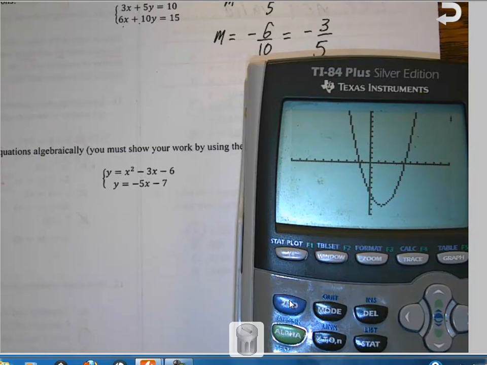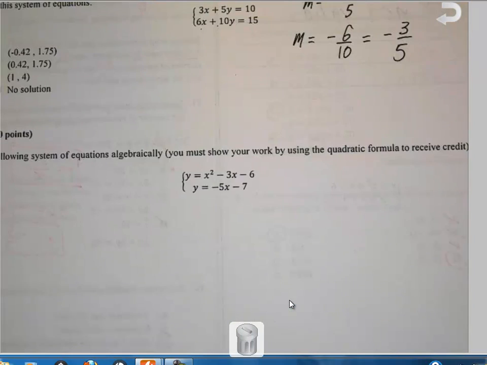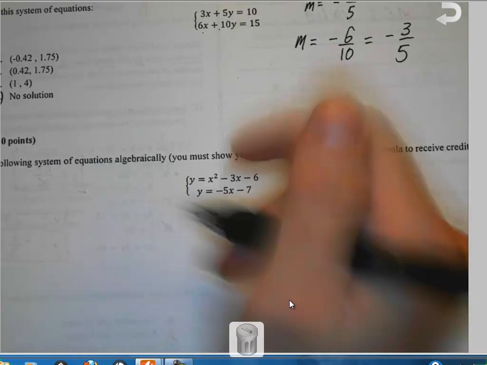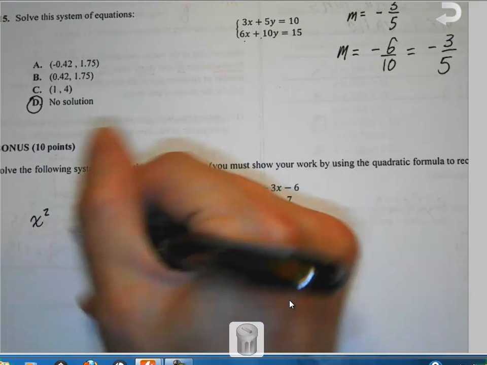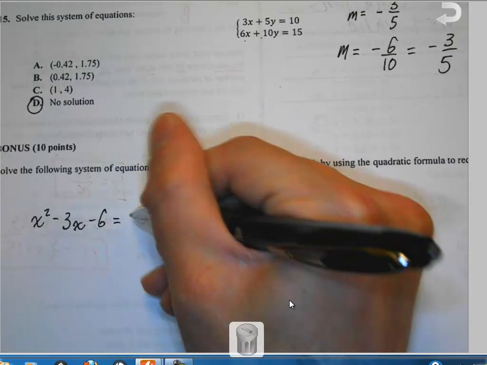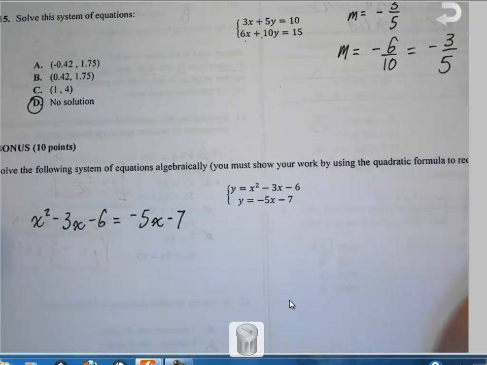Here we have a quadratic, and here we have a linear equation. Now it's not terribly obvious from where we are if that's one point of intersection or two, so we'll find that out. We're going to start with the very elementary idea that y is equal to y, and so we say x squared minus 3x minus 6 is equal to negative 5x minus 7.